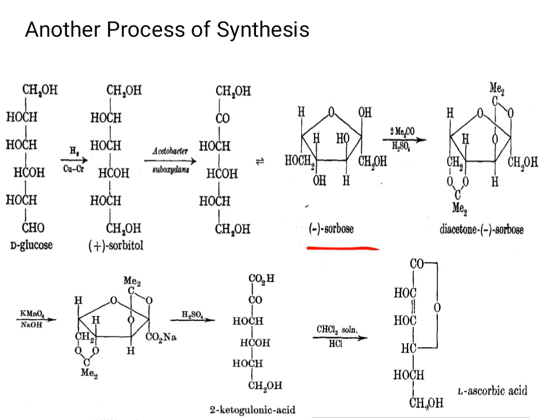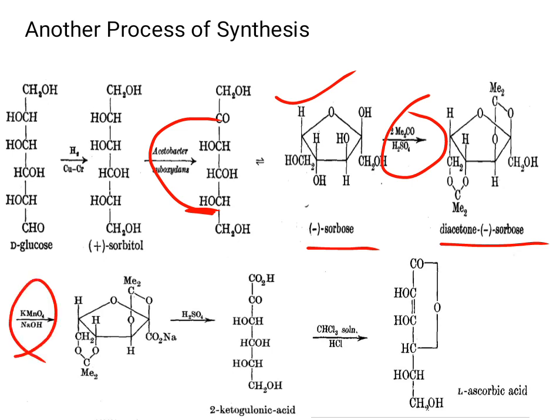After the ring closure it will give sorbose. So actually what is happening here, this OH group is attacking this ketone group. So you will get a 5-member ring. See, you can get a 5-member ring, and then add acetone and acid. Then you will get diacetone sorbose. After that react it with KMnO4, the basic KMnO4.